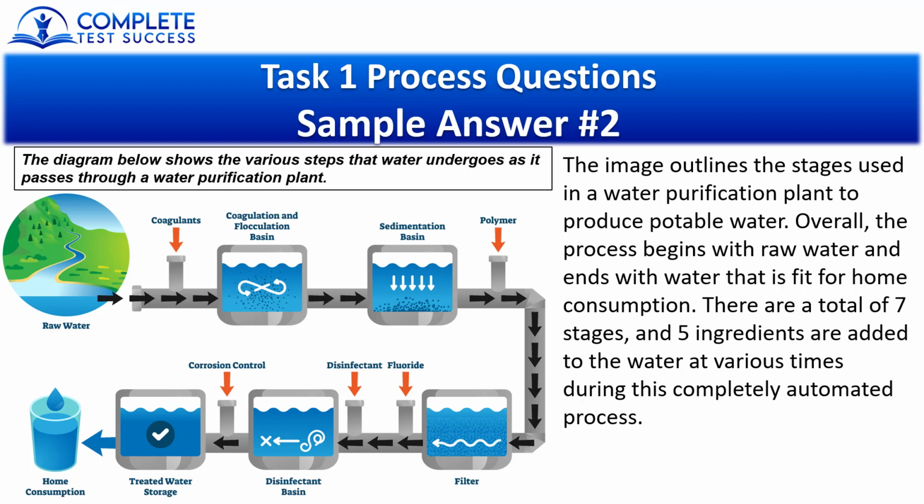There are a total of 7 stages and 5 ingredients are added to the water at various times during this completely automated process. Now, you might be a bit confused why I said that there are 7 stages, so let me explain this to you.